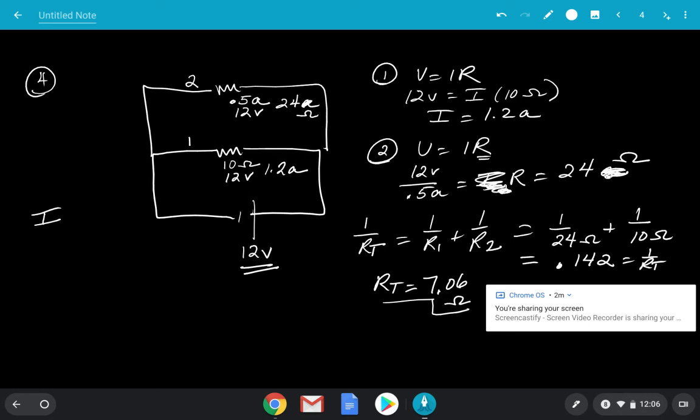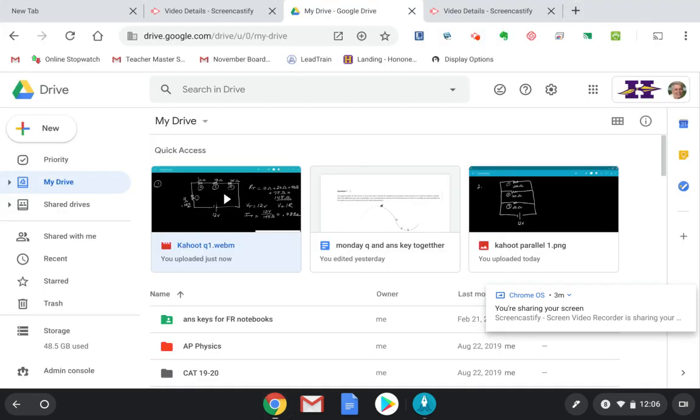I think the last thing I wanted to know was the total current. Since the current is actually split, I've got it here and I've got it here, I would simply add those together. 0.5 amps plus 1.2 amps gives me 1.7 amps for my current. All righty, there it is, last one, all finished.